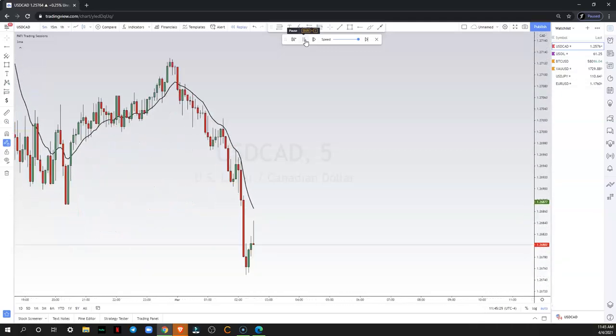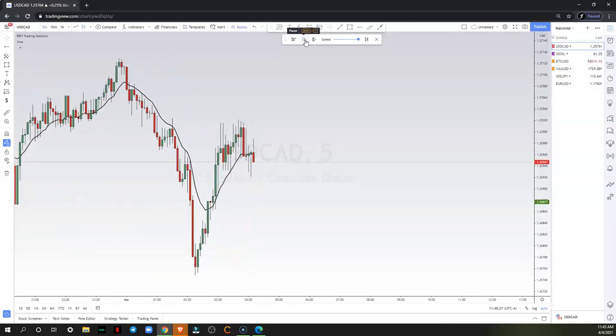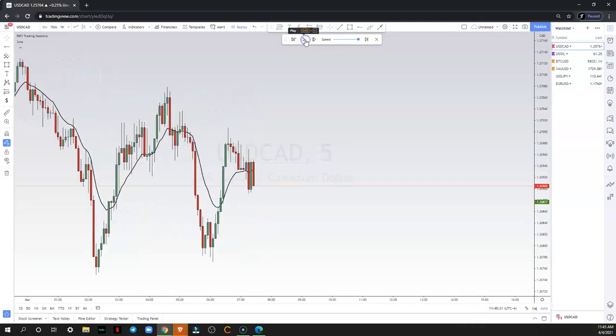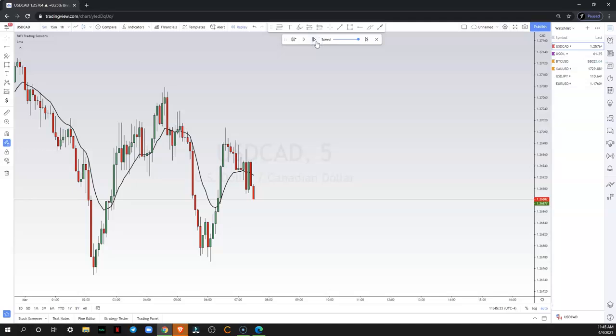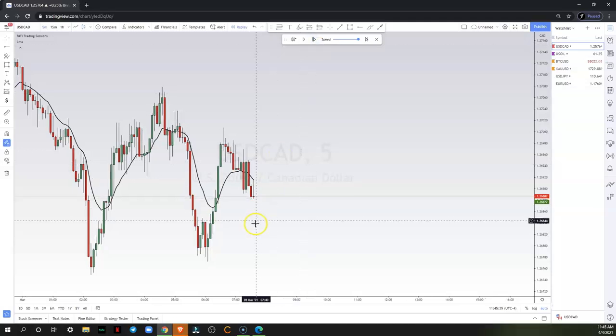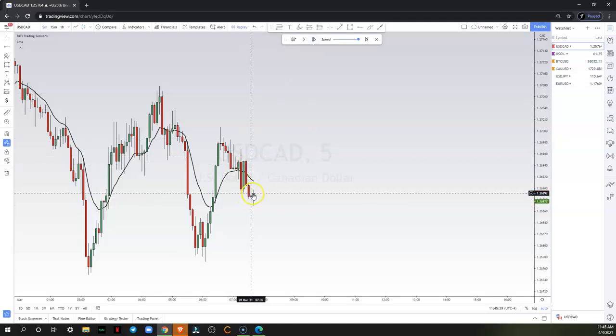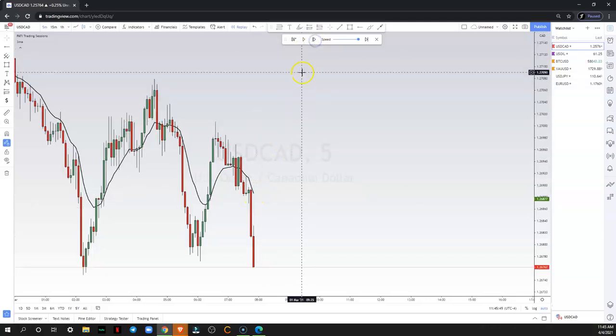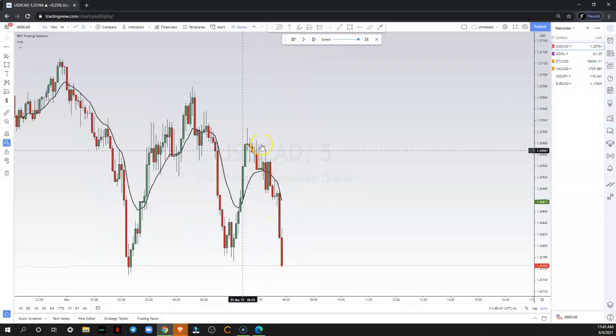You should have all your zones, everything marked up by 7:50. Okay, by 7:50, right before New York open, you should have it marked up for forex pairs. What is this? 7:40. All right, so we missed this move right here, but hey, it is what it is.